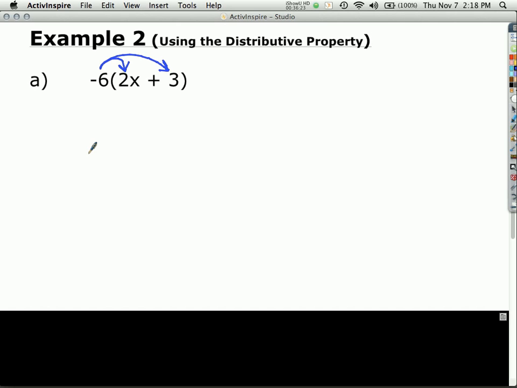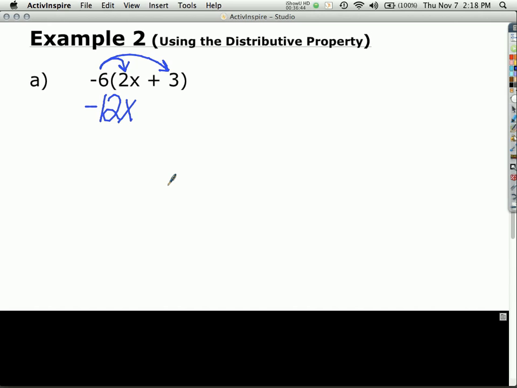Got some hesitant hands. This is where a lot of my students get confused because now all of a sudden we're multiplying. Rashida? Yeah, we got -12x. What about -6 times 3? What do we get as a result of that? Yadesh?